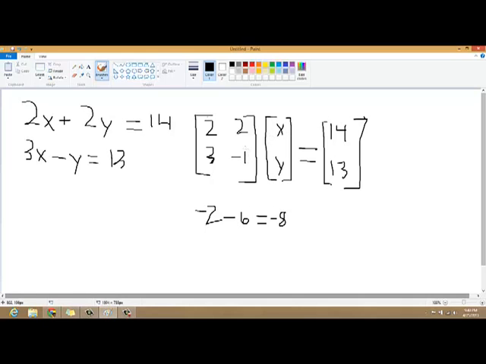So next thing that we have to do to solve this is you have to find the inverse of this matrix. And how you do that is you swap these two numbers, like so -1 would go in this place and 2 would go here. And then these two numbers on this side will just become their opposites. So this will become a -2 because it's positive right now, and this will become a -3 because it's positive.